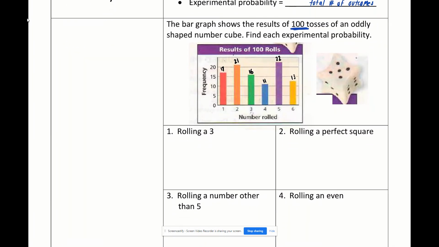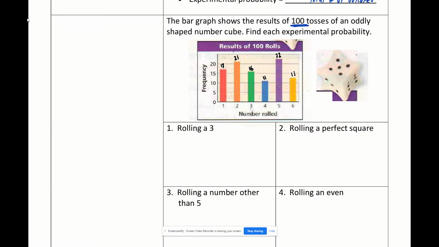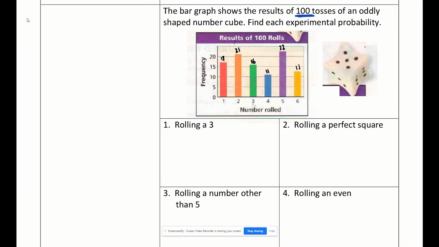So let's answer some of these questions. Based on this experiment, based on data that's already been gathered, what was the probability of rolling a 3? Well, that's 16 over 100, right? Because that was my total number tested. Now, again, use your calculator to simplify this. Alpha y equals number 1. Plug it in, and that's going to break down to 4 out of 25. That's how easy it is.